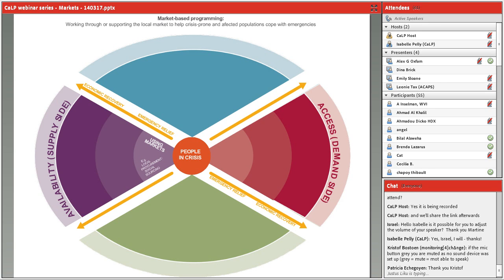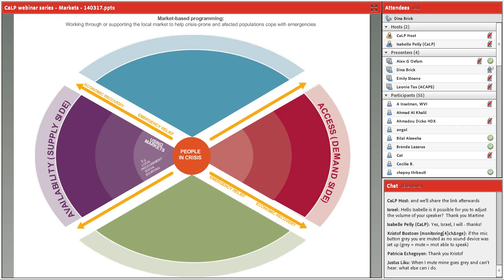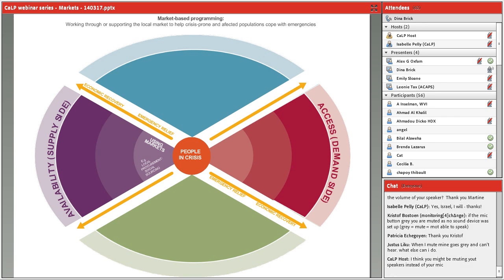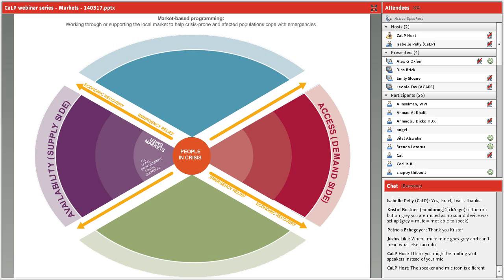So there are a couple of different ways of looking at the availability activities and the more access-related activities in market-based programming. In an emergency relief, one of the first things we're often doing is using markets to make goods and services available to disaster-affected people. So using markets is where actors are working through local markets to enable those market actors to supply goods and services to local populations.